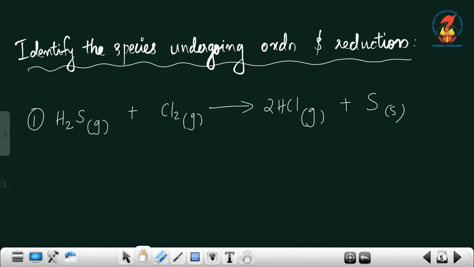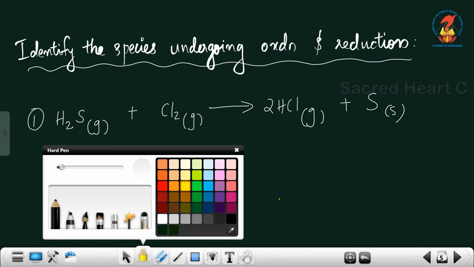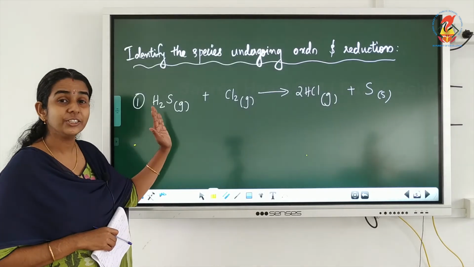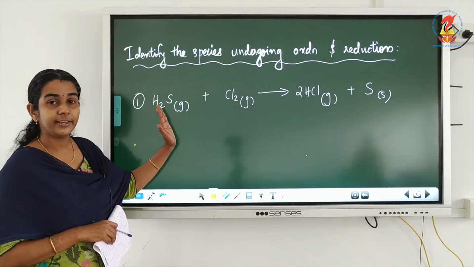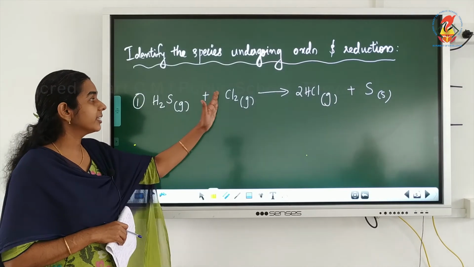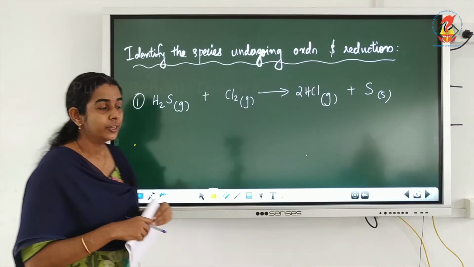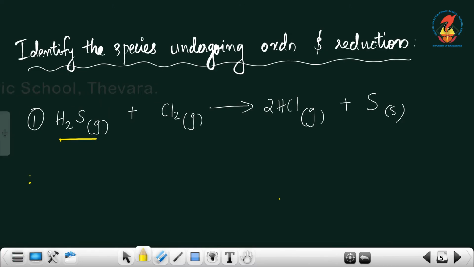Now there is one question to identify the species undergoing oxidation and reduction. See the first equation. In the first example, look at the left hand side and right hand side, that means look at each reactant and each product. On the left hand side we have H2S reacting with Cl2 to give HCl and sulfur. So first we will see what happens to H2S here.